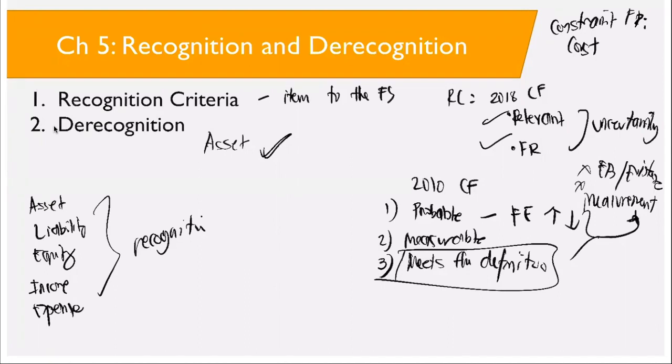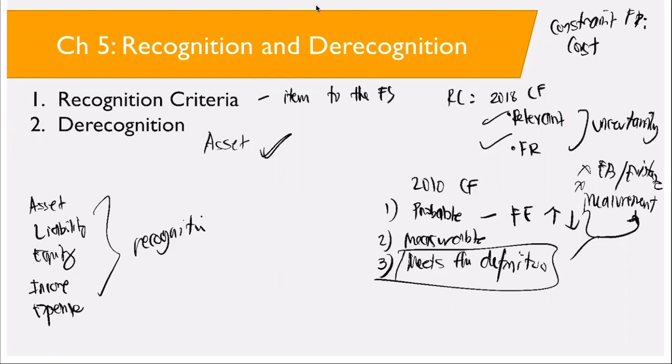Okay? When do we recognize? If ever we recognize an item in the financial statement, when do we say it is an item again? If it meets the definition of an asset, liability, equity, income, and expense. Okay? So that is for your recognition criteria. Next, we talk about your derecognition.